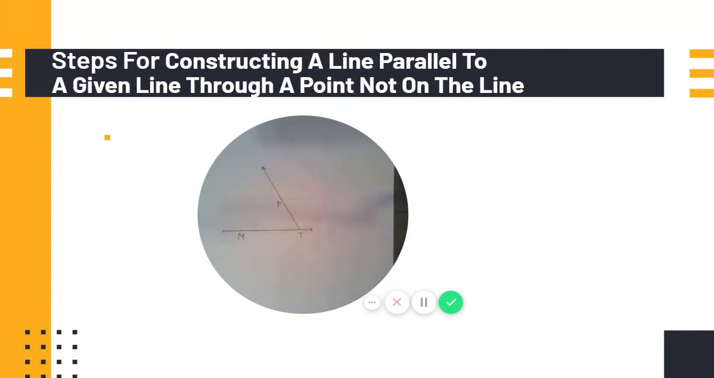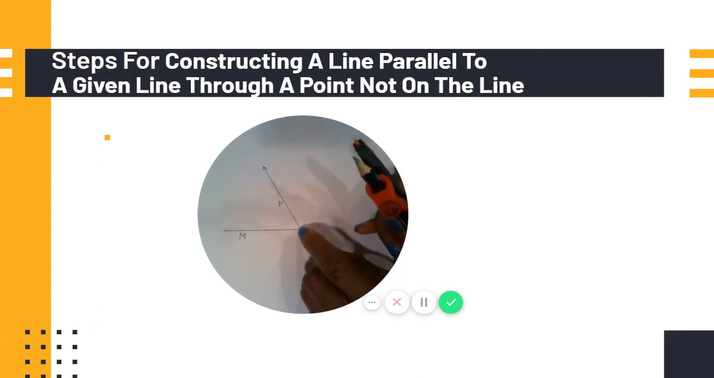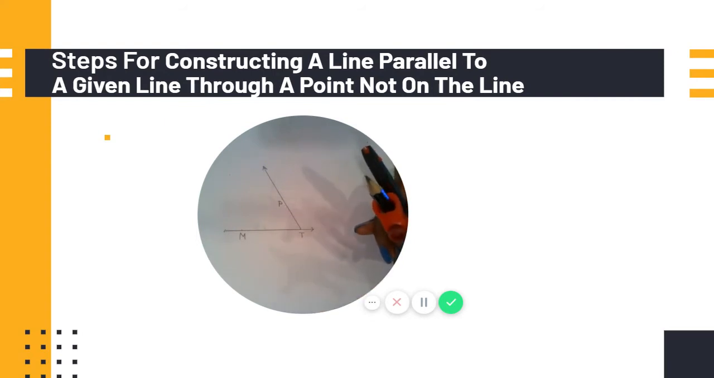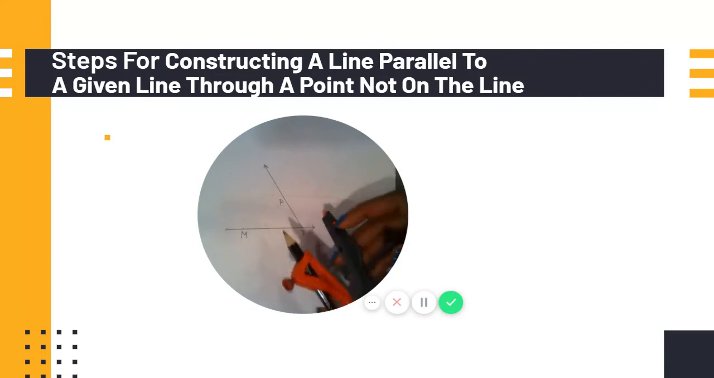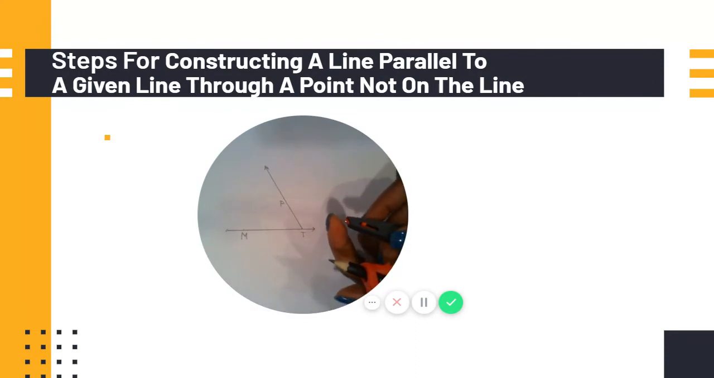The first thing I'm going to do is take my compass, and I'm going to choose any radius I want, but I want that radius to be greater than 1/2 the distance from T to P. So it can be any radius I want, but it does have to be greater than 1/2. I'm going to make my radius about this wide. Remember, the radius is the distance between the point of the compass and the pencil.